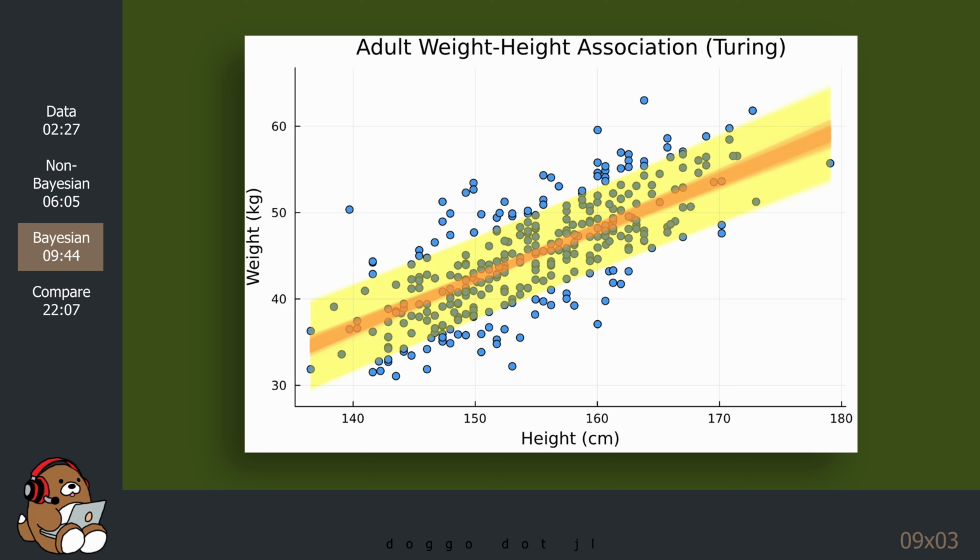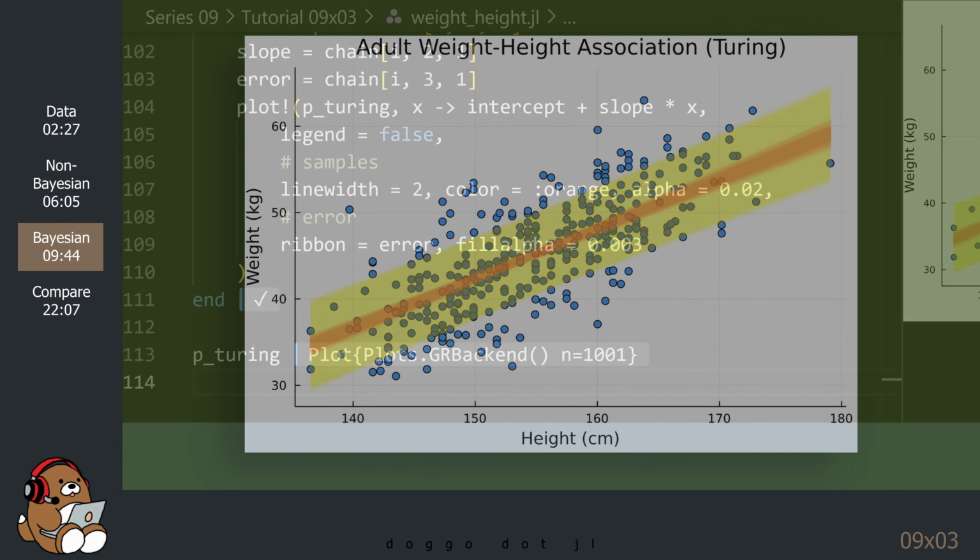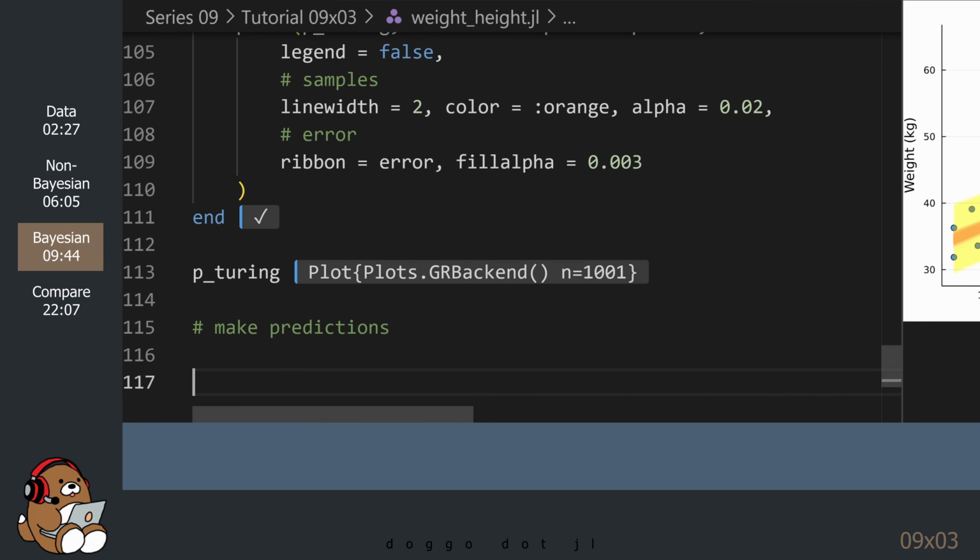Now, this isn't just some pretty picture. We can use it to make predictions as well. When making predictions using a Bayesian model, the predictions aren't single numbers. Instead, the predictions will be probability distributions, just like everything else in the Bayesian world.